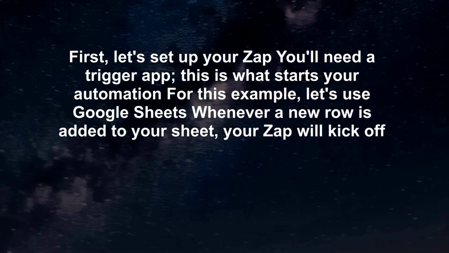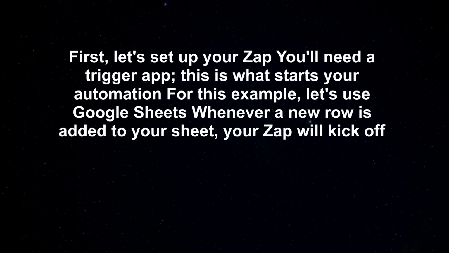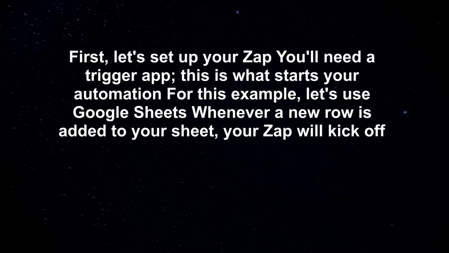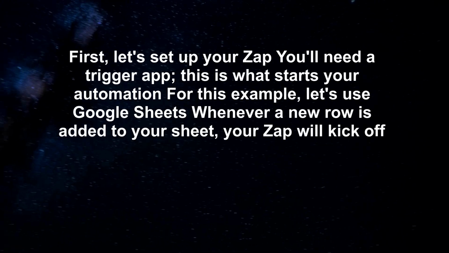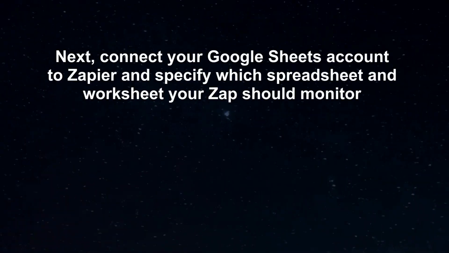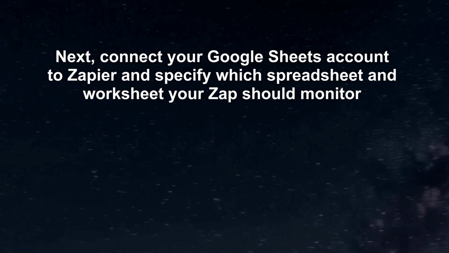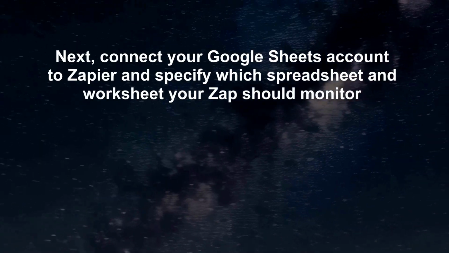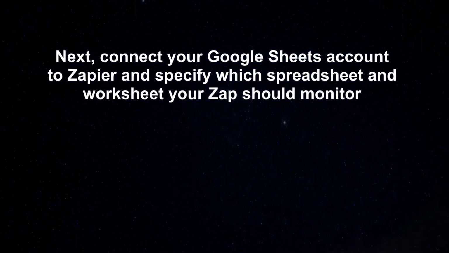First, let's set up your Zap. You'll need a trigger app. This is what starts your automation. For this example, let's use Google Sheets. Whenever a new row is added to your sheet, your Zap will kick off. Next, connect your Google Sheets account to Zapier and specify which spreadsheet and worksheet your Zap should monitor.